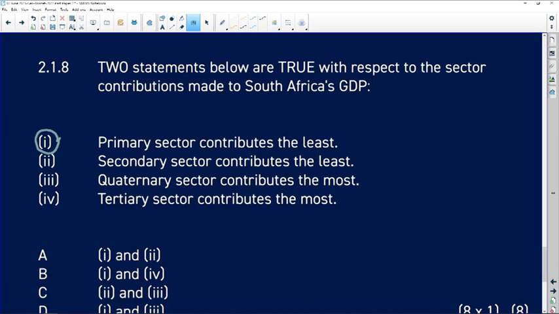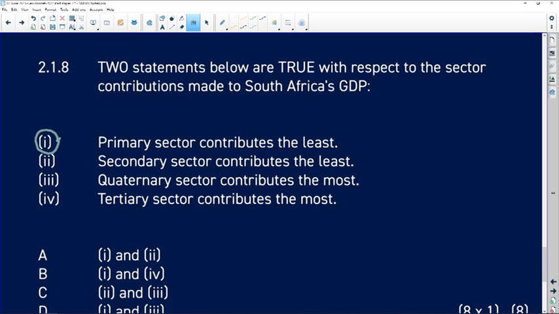Back in the 1970s, the gold price was very high, early 80s, because there was loads of gold available in South Africa. I mean, Johannesburg was founded on the basis of the discovery of gold. So we're running out of non-renewable resources. So that's a concern. So definitely our primary sector contributes the least.